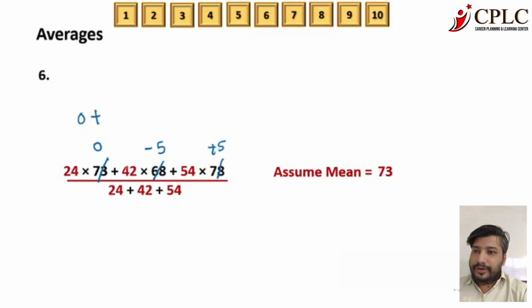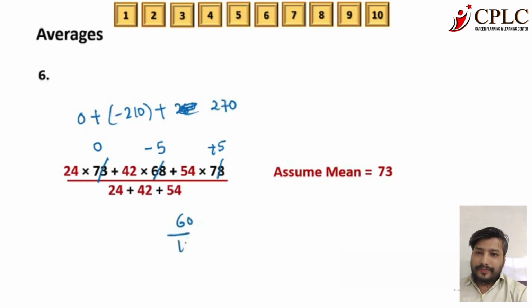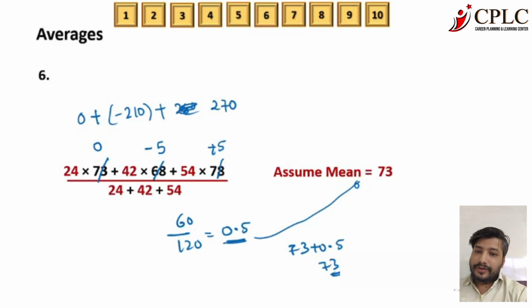So 24 into 0 is 0 only. 42 5s are -210, and 54 5s are 250 plus 20, that is going to be 270. So -210 plus 270 gives you +60, divided by 24 plus 42 plus 54, that is 120, which you already know, which is half. And because this is positive, we should add it to the assumed value. So 73 plus half gives you 73.5 as your answer.